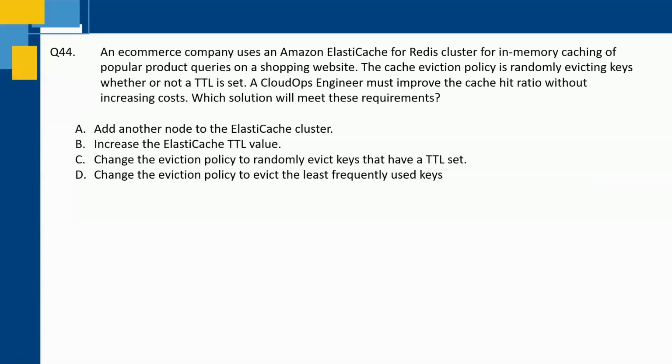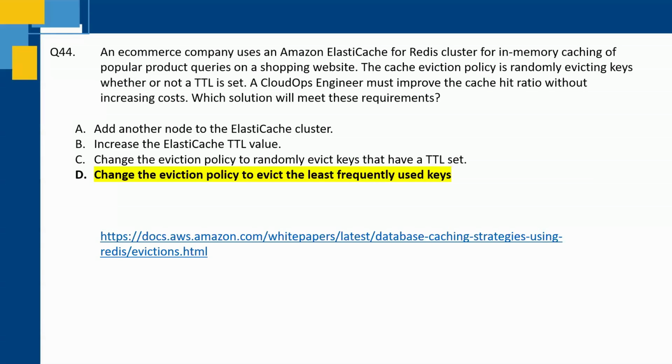Now friends, the problem here is that the current eviction policy is random, which evicts keys regardless of popularity or TTL. This lowers the cache hit ratio because frequently accessed items can get evicted even though they are valuable. You should change the eviction policy to the least frequently used eviction policy. Redis will keep frequently accessed keys in memory and evict less used ones when memory is full. This improves the cache hit ratio without adding cost.